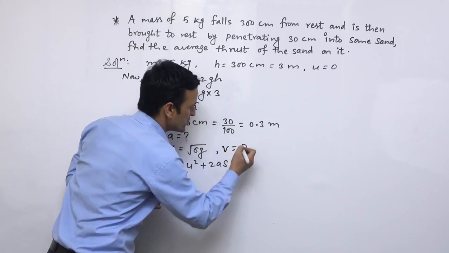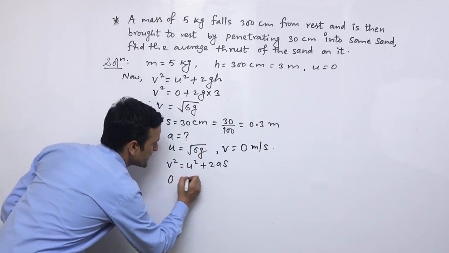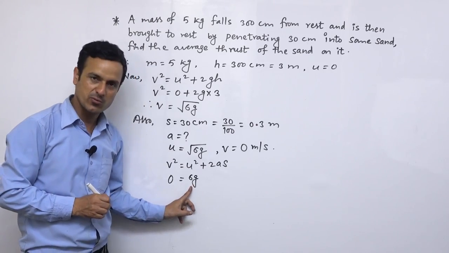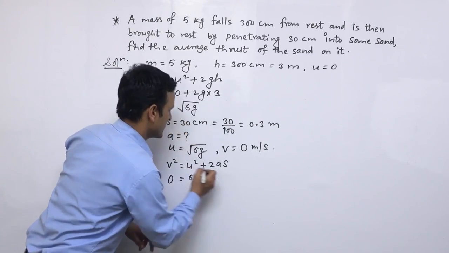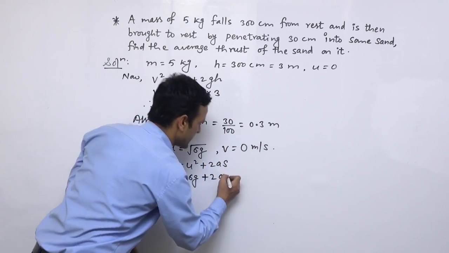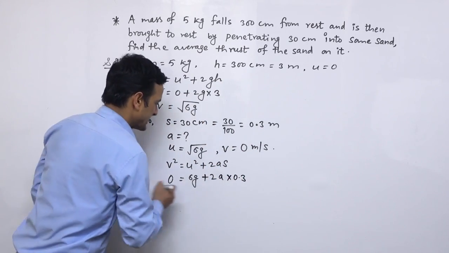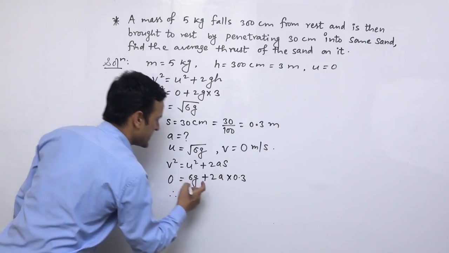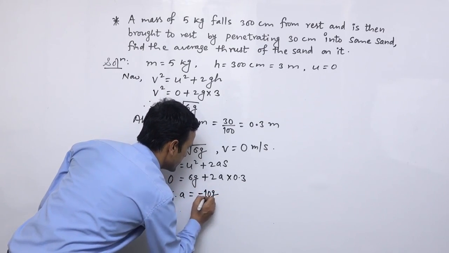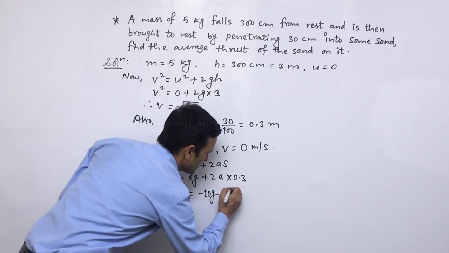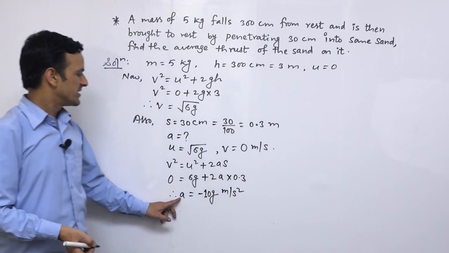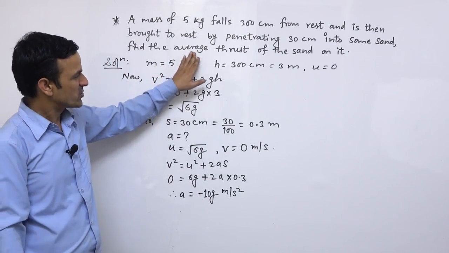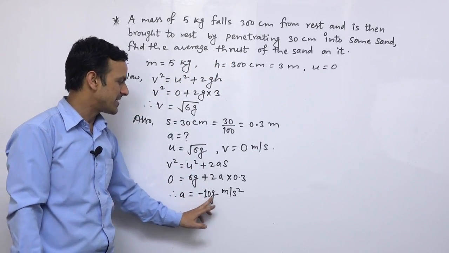So it will be v is equal to 0. We can write down here, and u square means it is 6g, so we can remove this root, plus 2 times a is unknown and s means 0.3. If you solve it, then the value of a is minus 10g meter per second square. So this is the retardation or negative acceleration produced by this object. So average thrust on sand is minus 10g.